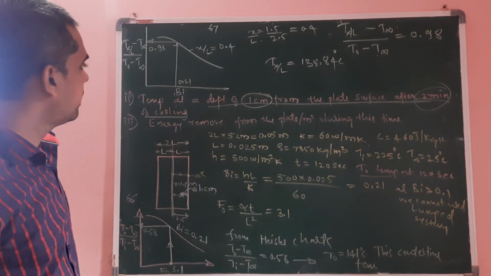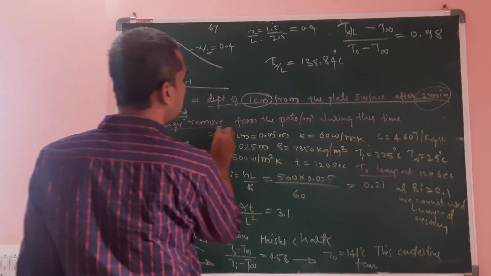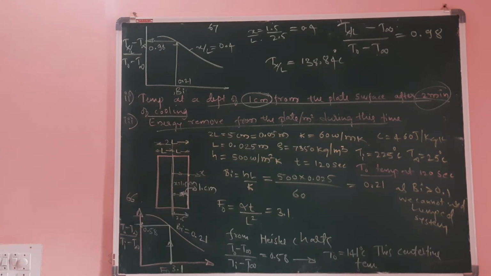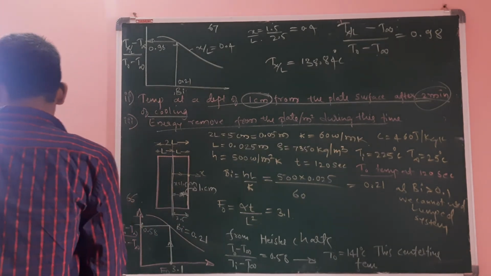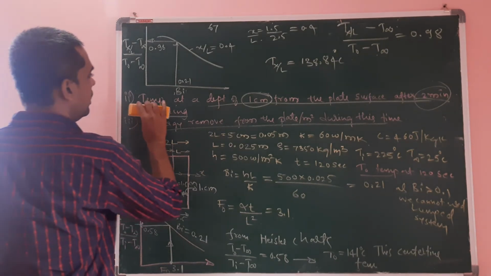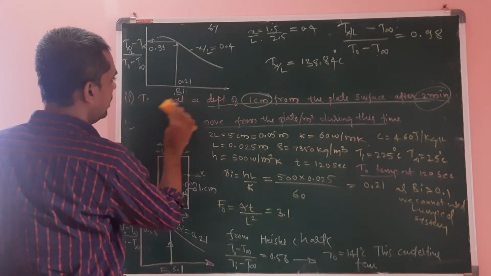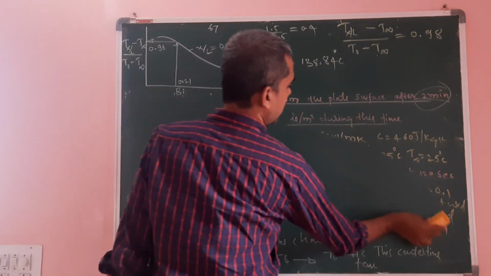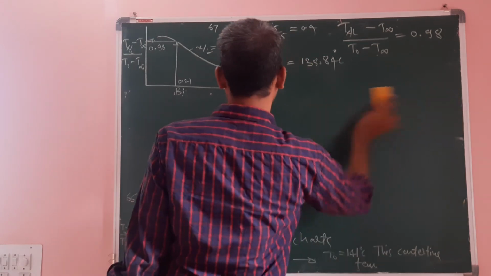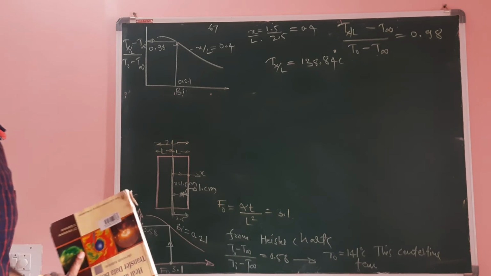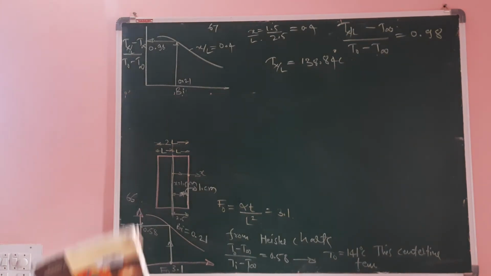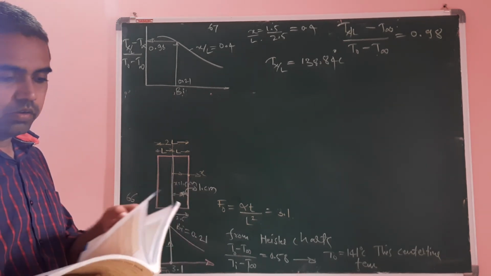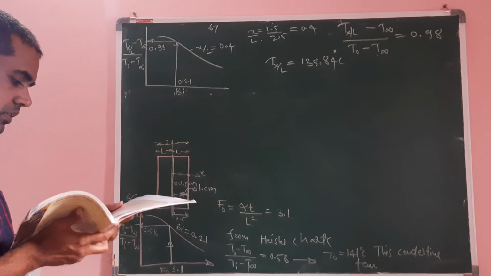Third point, what they have asked: energy removed from the plate per meter square during this time. Then we have to refer one more time to the Heisler charts. Energy removed during this time we have to calculate. Therefore, there is one more Heisler chart on page number 68. That Heisler chart is like this.